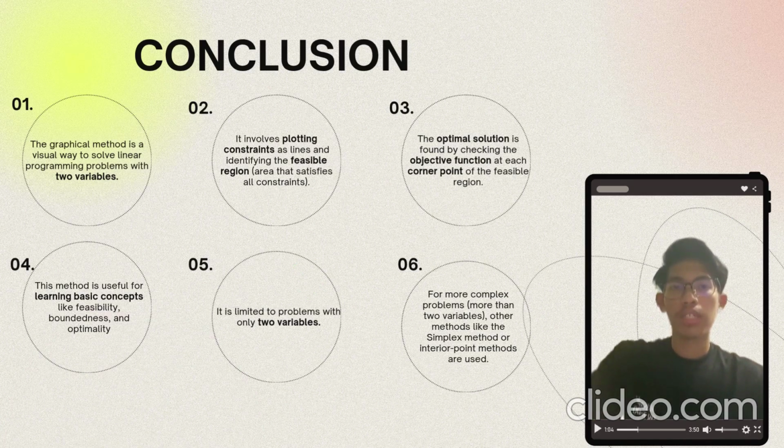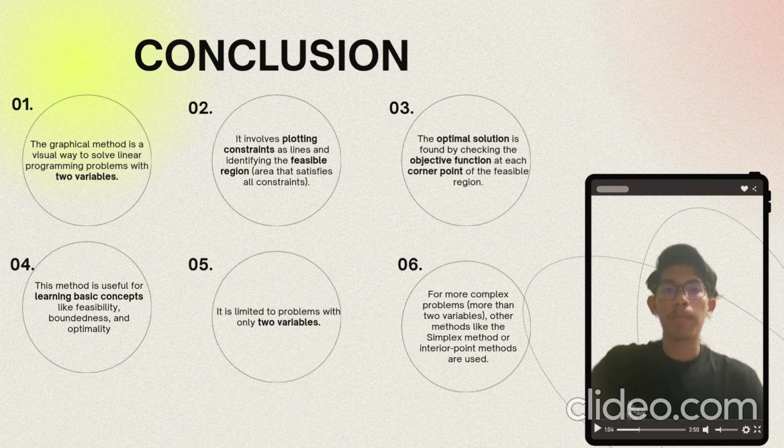Okay. For the last part is the conclusion. The graphical method of linear programming provides a clear and visual way to understand optimization problems involving two variables. By plotting constraints as linear inequalities and identifying the feasible region, one can easily determine the optimal solution by evaluating the objective function at each corner point of the region.